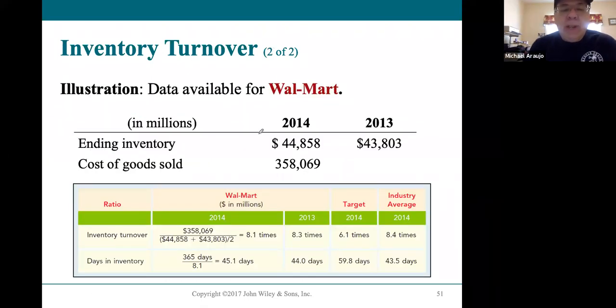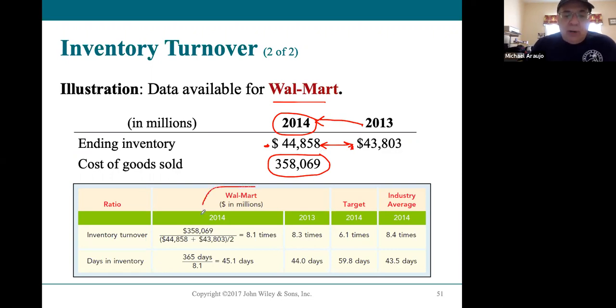Okay, so here is the data for Walmart. Why not? In 2014, they had ending inventory of 44,858. The ending inventory for 2013 is going to be the beginning inventory for 2014. So this is the beginning inventory, and this is the ending inventory. You need to take an average of these two numbers to get the average inventory. The cost of goods sold is just given to you.